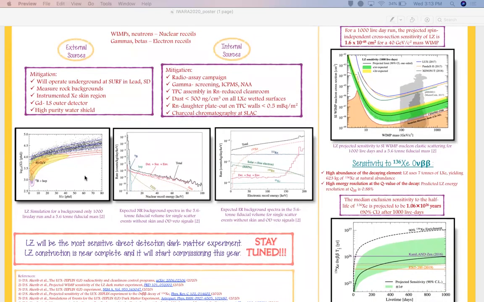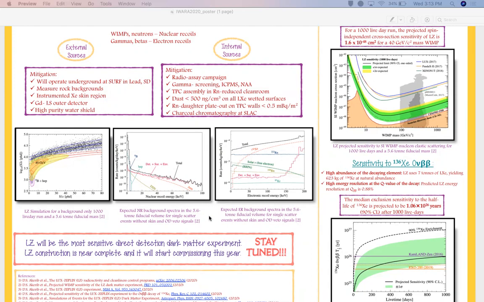This plot shows the separation of a 40 GeV WIMP from the LZ backgrounds, which is expected in 1,000 live days. The electron recoil band is indicated in blue, and the nuclear recoil band is indicated in red. The 1 sigma and 2 sigma contours for a 40 GeV WIMP are shown in orange and yellow.